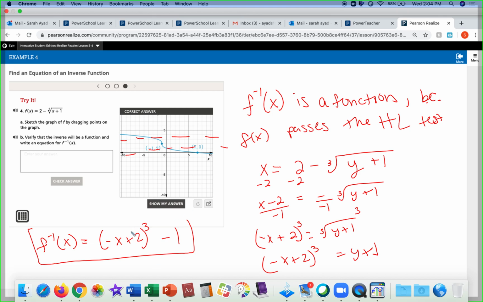If I were to graph this, we would see a graph that looks, this is just a sketch, something like this. Notice it passes the vertical line test. Notice it's a reflection over the line y equals x. That's how I know they're inverses of one another. And therefore, it is a function.